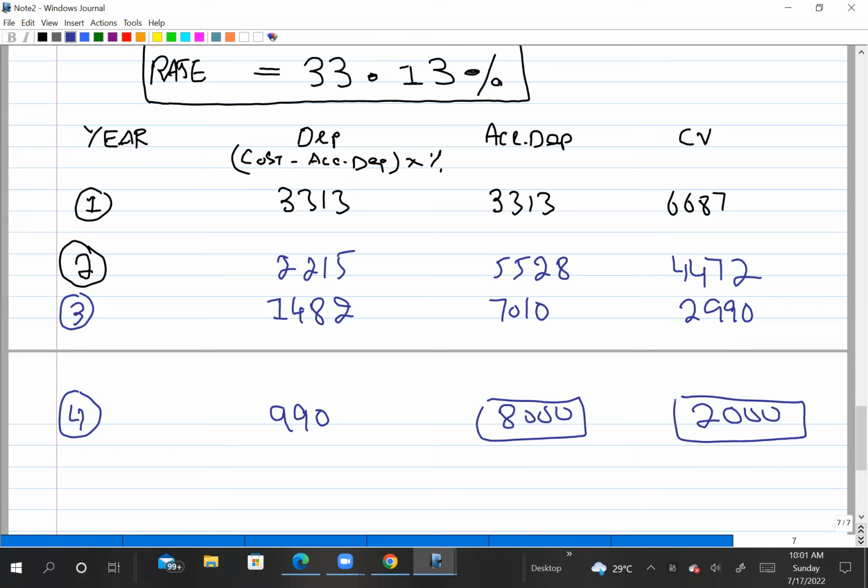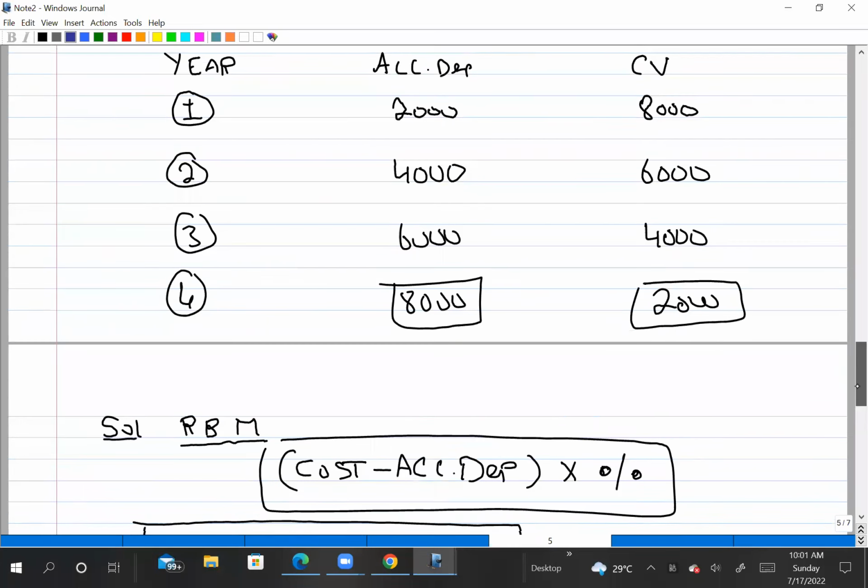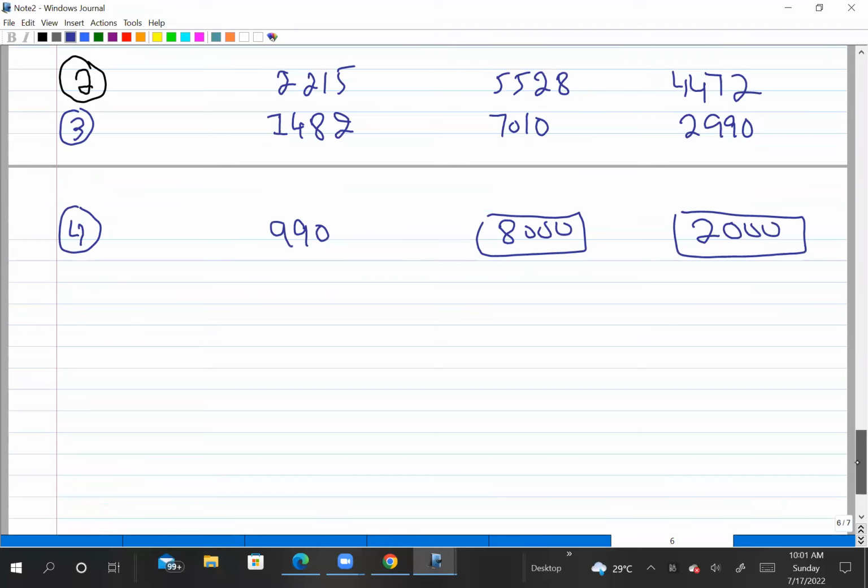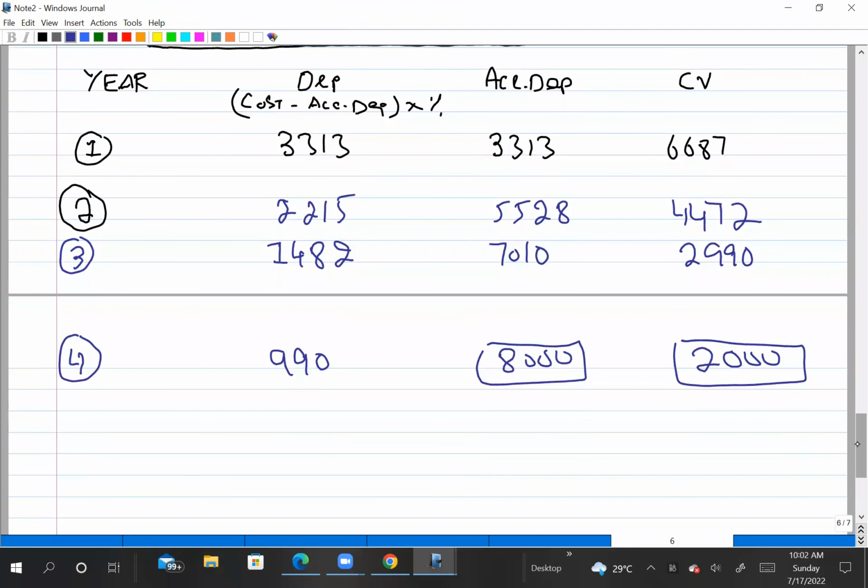Okay, you get it? And you can see in a straight line and in a reducing balance that in total the depreciable amount is same, 8,000. Accumulated depreciation is same. The end carrying value is same, 2,000. So whatever method we use, the estimate will remain same. The depreciable amount will remain same, because the depreciation methods are just methods to allocate the depreciable amount over useful life. You get it?